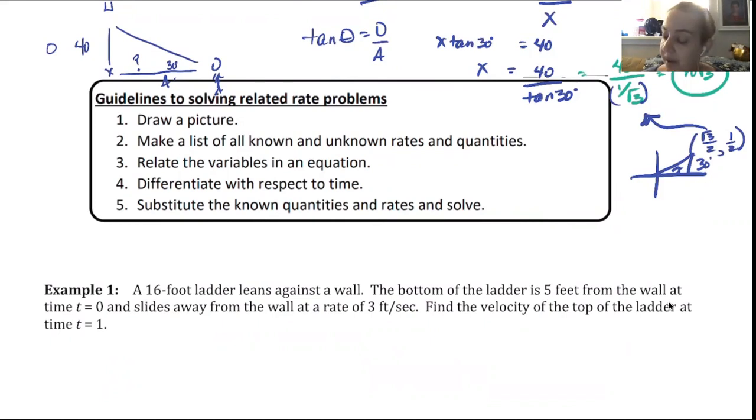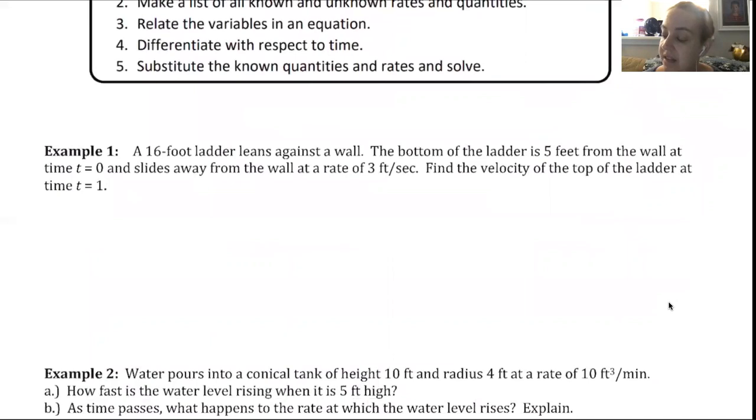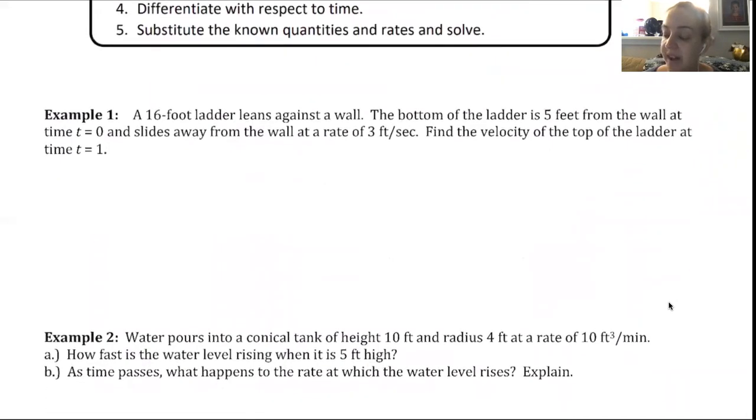So example 1, a 16-foot ladder leans against a wall. The bottom of the ladder is 5 feet from the wall at time equals 0 and slides away at 3 feet per second. Find the velocity at the top of the ladder at time equals 1. Now, yesterday I had said, well, it feels like whatever the bottom is, the top would be the same, but that's not true. If you have a constant rate on the bottom, the top actually falls faster. And it's not gravity, it's because a little change out here has a greater effect the lower we go down.